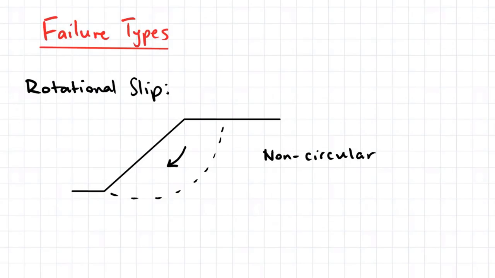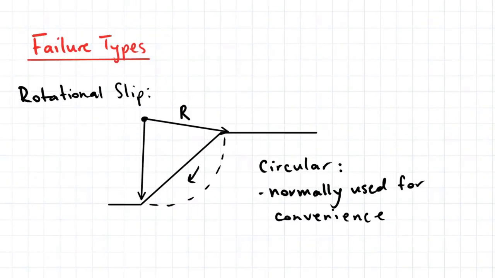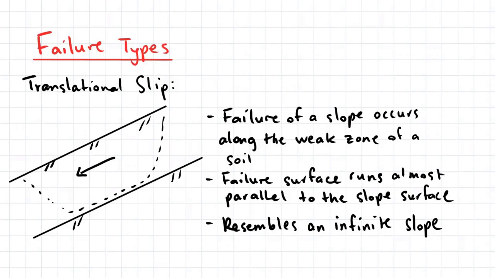There are several ways in which a slope can fail. Rotational slip occurs when a slip surface occurs along a curved path. The slip surface is typically modeled as being circular for convenience. Translational slip occurs when the failure surface runs almost parallel to the slope surface. This resembles an infinite slope, which I'll talk more about later.